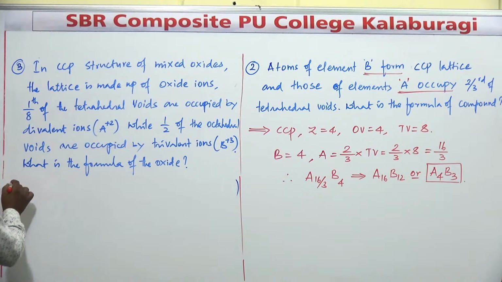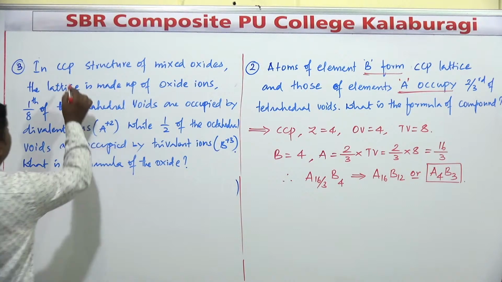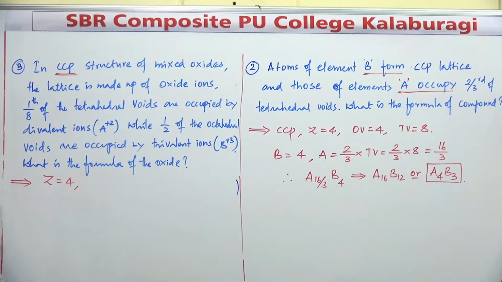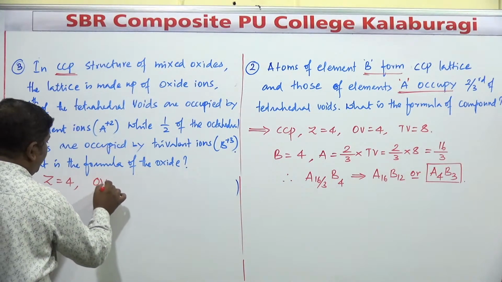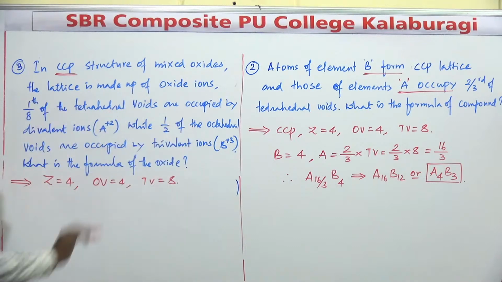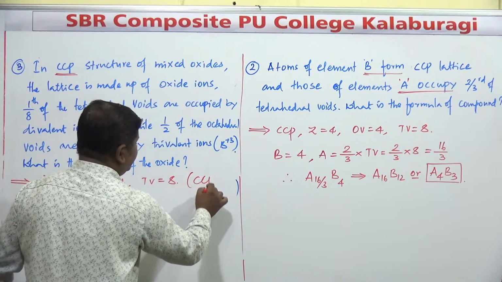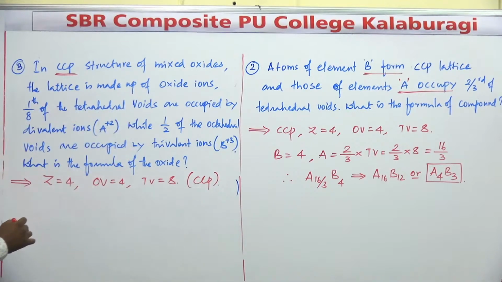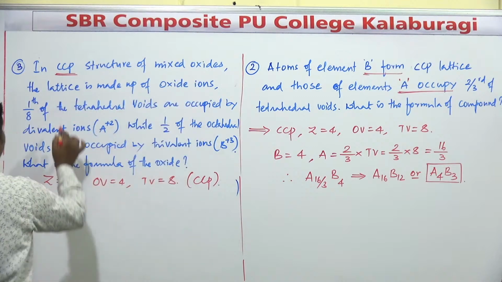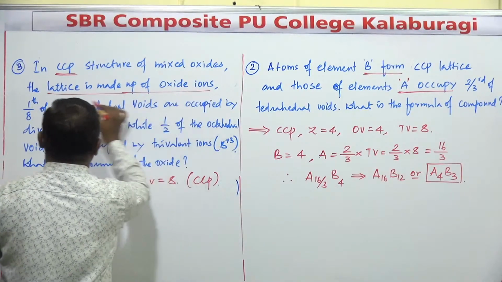Okay. First, what type of arrangement it is? CCP. CCP means Z is equal to 4. That is going to be very clear. Octahedral void is equal to 4. Tetrahedral void is equal to 8. Already we have mentioned about that. This is applicable for what type of arrangement? CCP, cubic close packed arrangement. Right. In CCP structure of mixed oxides, lattice is made up of oxide ions.